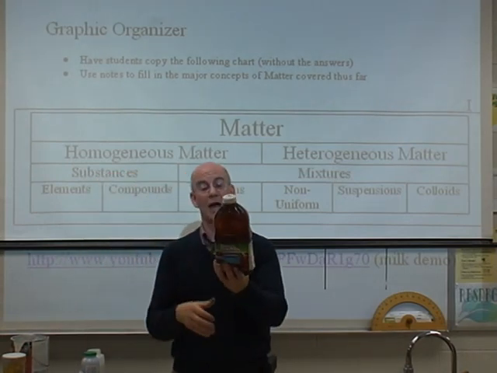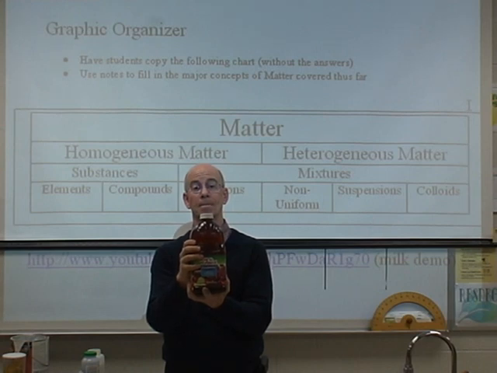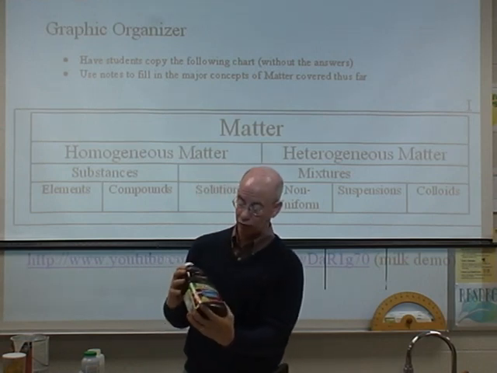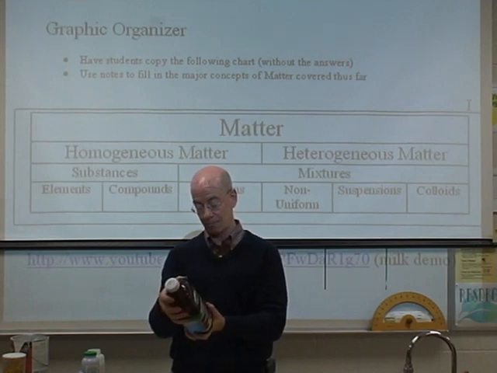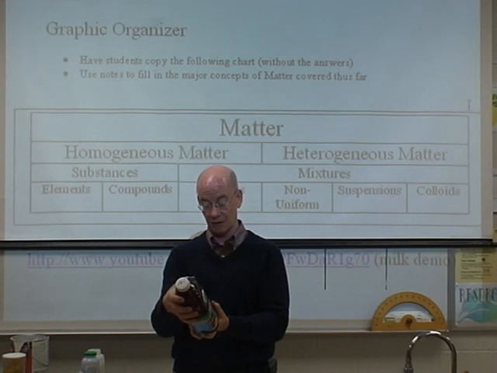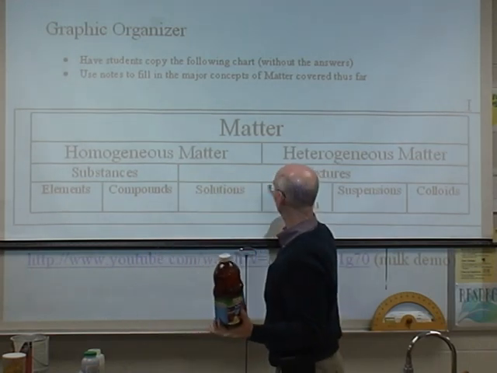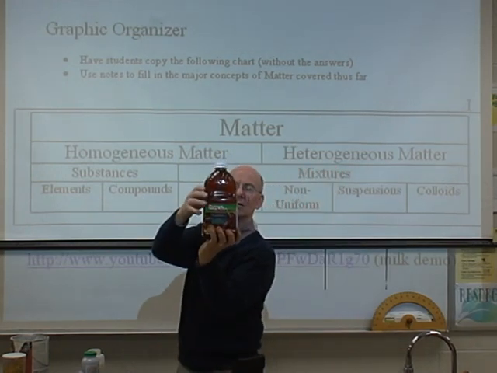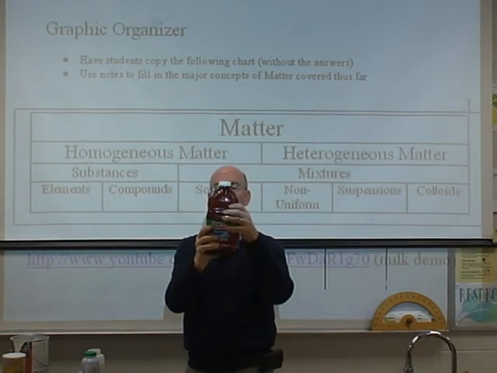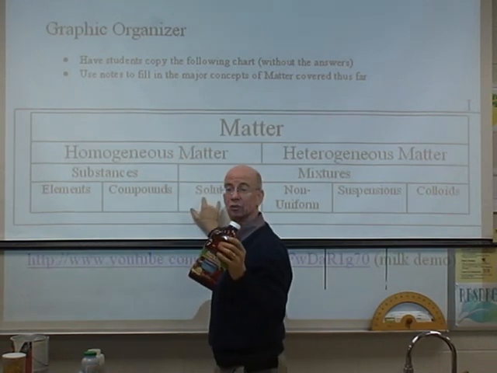Number 12, we have cranberry juice. If you look at the ingredients, it has cranberries in it, filtered water, high fructose corn syrup, and it's got vitamin C added. Clearly a mixture. So again, mixture, that means it's got to be one of these. If you look carefully, it's clear, or transparent at least, and it looks like one thing. It's homogeneous, so it must be a solution.